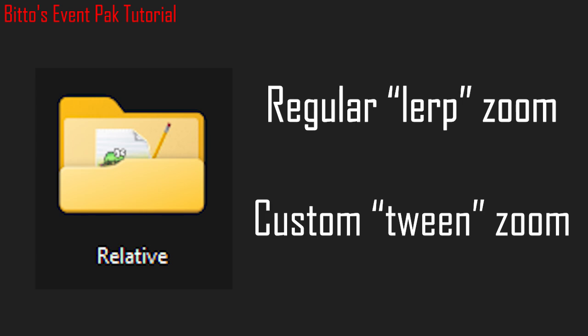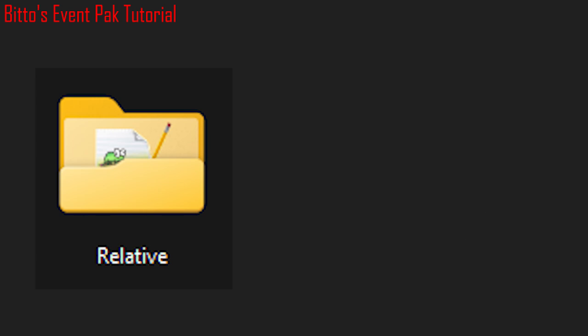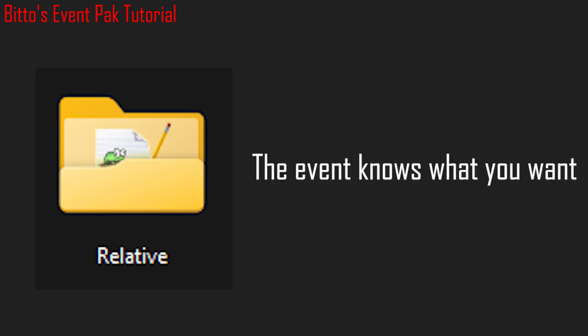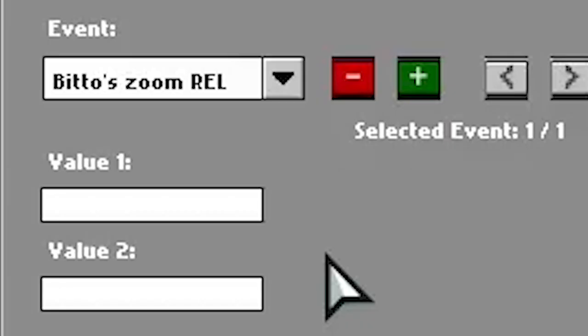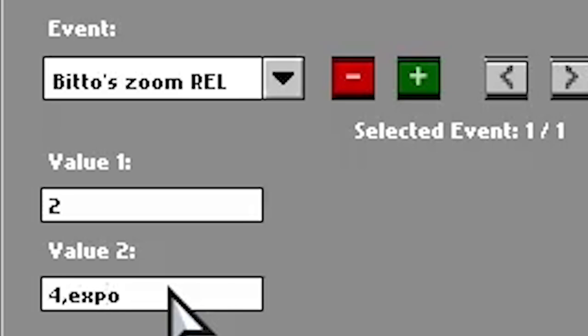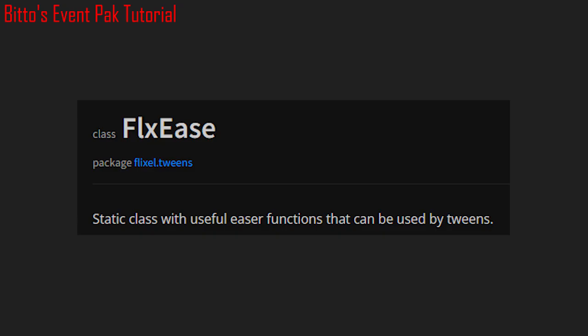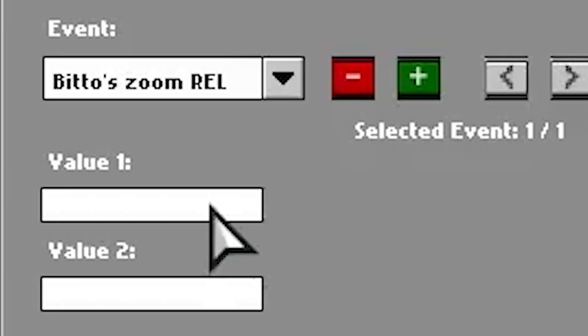Just like in the other version of my zoom event, you can choose between the regular FNF zooming or the custom tween-based mode. This time, for the sake of simplicity, the event can tell which one you want, so you no longer have to put regular or custom on value 1. You put the zoom value on value 1. Then, in value 2, you put the time in beats, not seconds, followed by a comma and then the tween you want. There will be a link in the description for the official Hacks webpage that shows what tweens you can use. For regular mode, you leave value 2 blank.